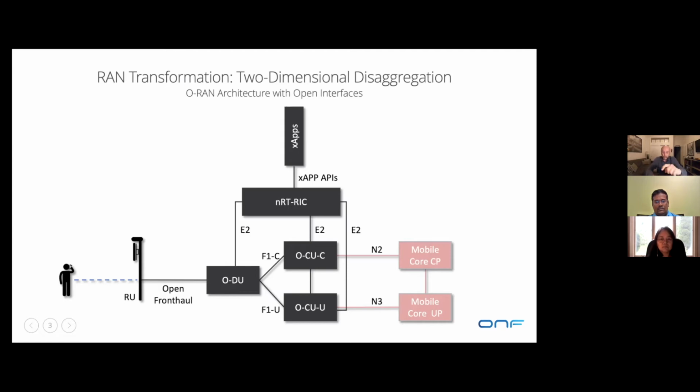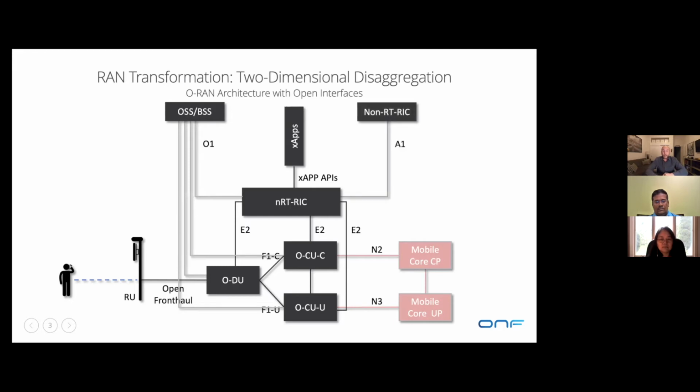Up north, we have the O-RAN specified open A1 interface connecting the near real-time RIC to its non-real-time counterpart, and the open O1 interface to connect all RAN nodes, including the near real-time RIC, to the operator's orchestration and management platform.